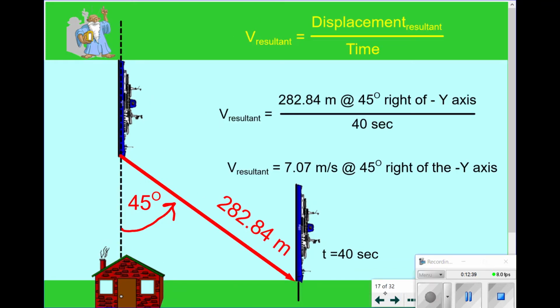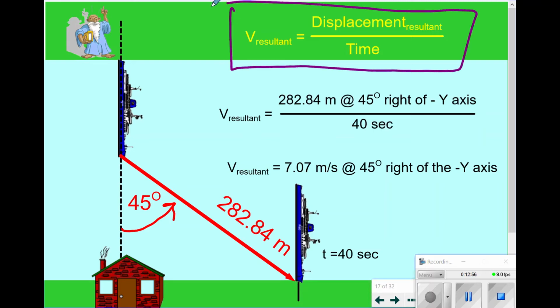If I wanted to find the overall resultant velocity of the boat, how fast was it really moving because of the boat's motion combined with the water's motion, I can use the definition of velocity and say it's displacement over time. My resultant velocity is the resultant displacement over time. So since my resultant displacement was 282.84 meters at 45 degrees to the right of the negative y-axis, I can divide that by 40, where 282.84 meters divided by 40 seconds is 7.07 meters per second.